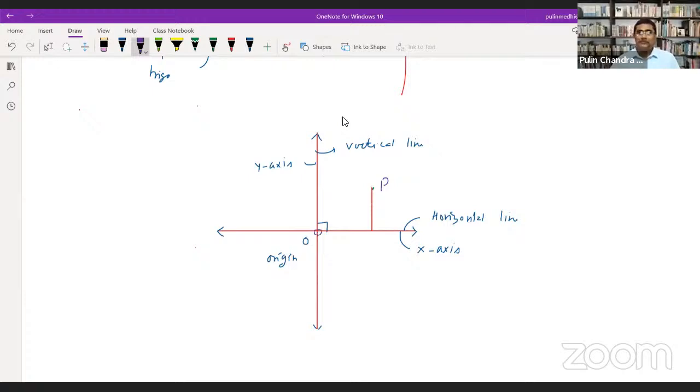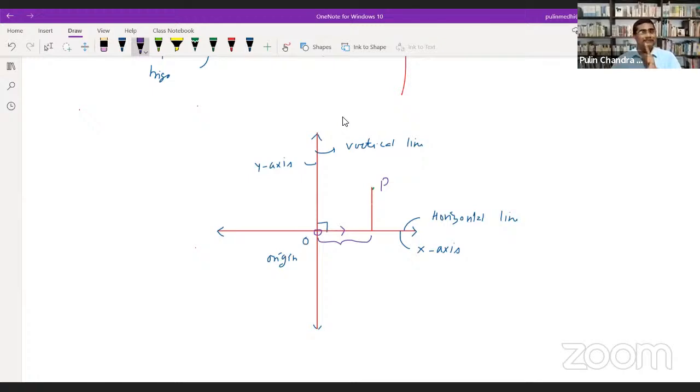Your address will start from here. Then you go like this. So you have to cover a certain distance along the x-axis. Remember, there is a convention. This is the convention you have to follow always. You cannot disobey this. The first movement should necessarily be along the x-axis only.